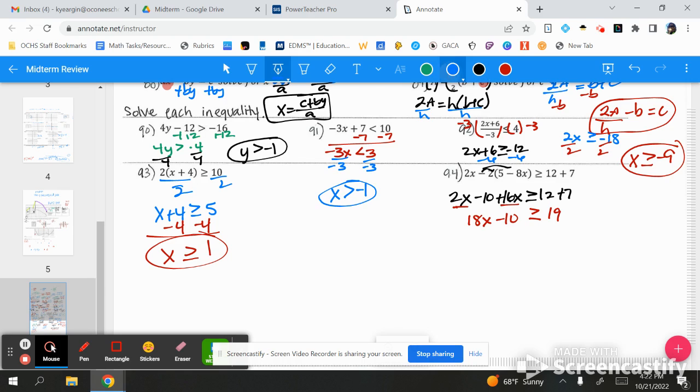At this point, I'm going to add 10 to each side. 18x is greater than or equal to 29. Divide each side by 18. X will be greater than or equal to 29 over 18.